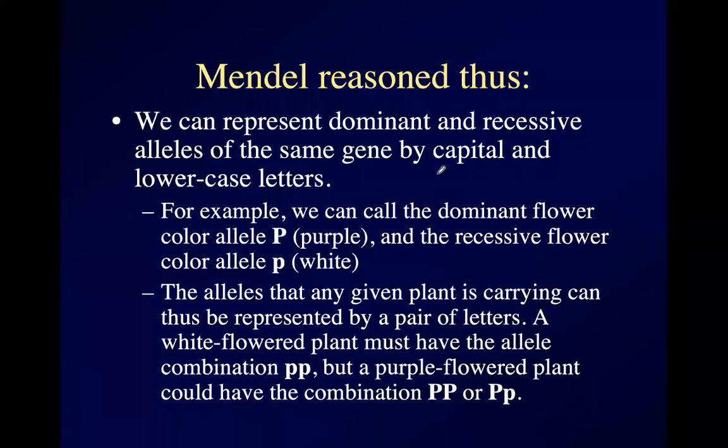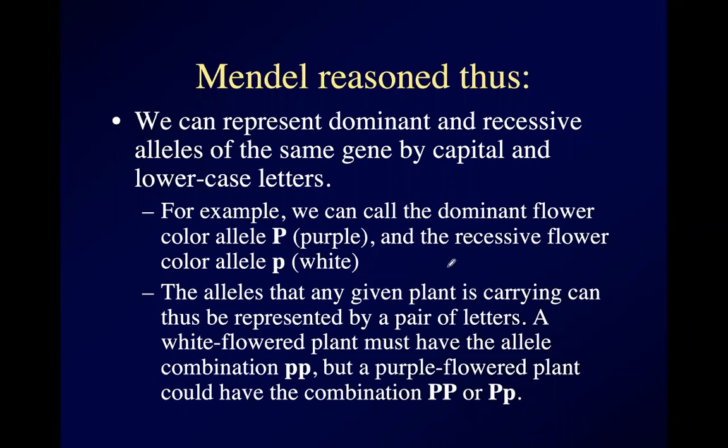We can represent dominant and recessive alleles of the same gene by capital and lowercase forms of the same letter. So we can use capital P to represent the dominant allele for flower color, which is purple, and lowercase p to represent the recessive allele, white color. And we use big P and little p, not P and W, because we're trying to get across that these are two forms of the same gene. And so the alleles that any given plant has can be represented by a pair of letters.